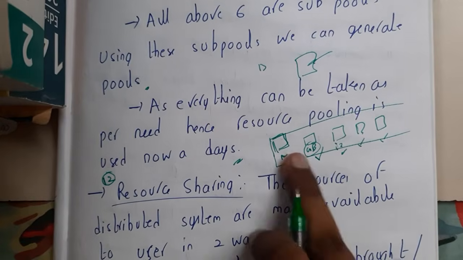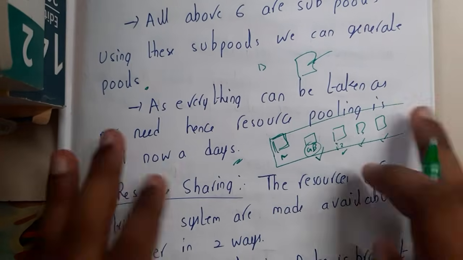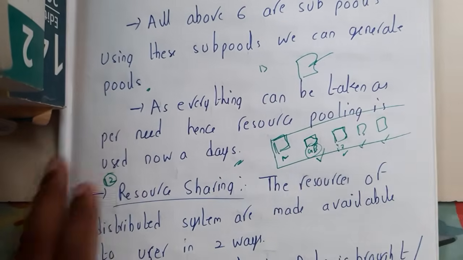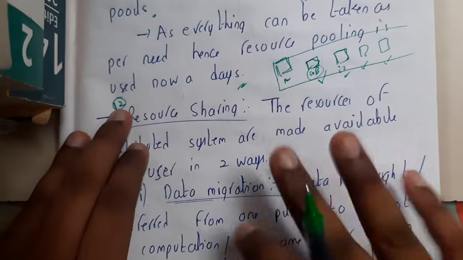Now you got a clear idea, right? So what is this pooling concept? This whole thing is called pooling, and each and every part is called a sub pool. Got it? I hope everyone got some basic idea.